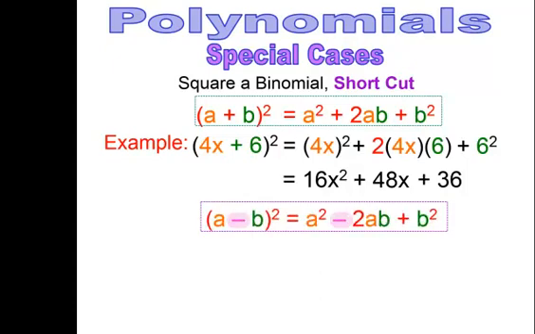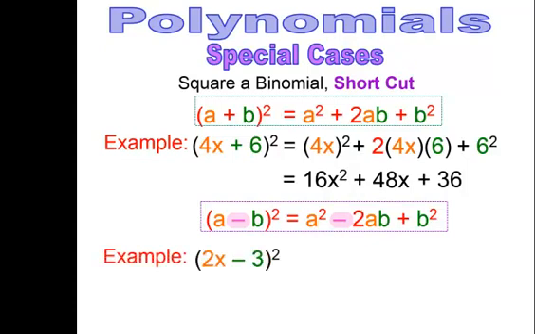So the only difference when you have a squared binomial and you have a minus inside is that that middle term is going to be a minus. But everything else is still going to be positive. So that end number will be a plus. Because remember, when you multiply negative to a negative, you get a positive. So that's where that end term's coming from.